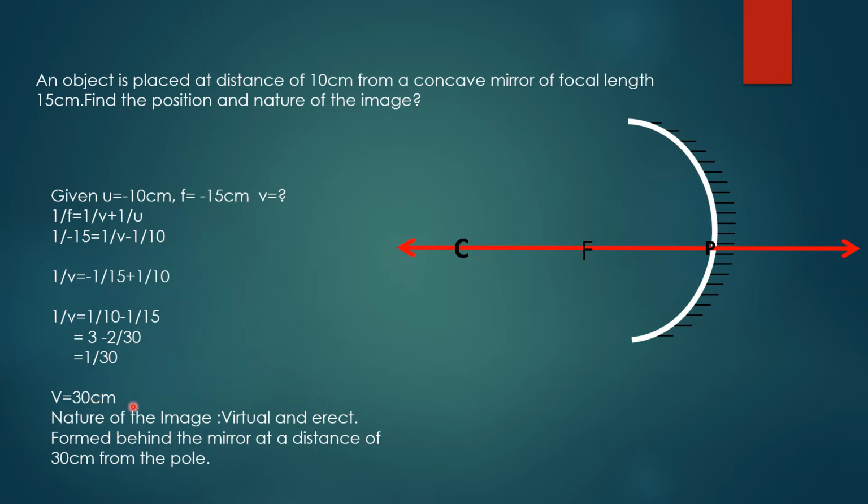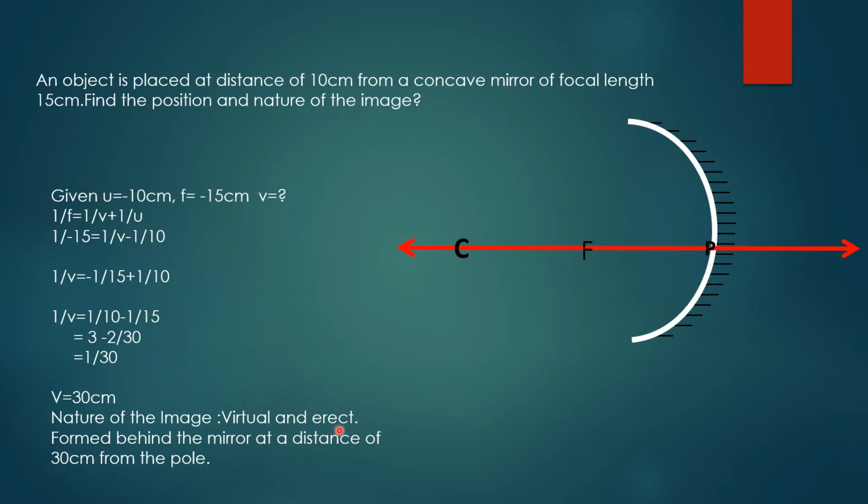30 centimeter. So, what is the image distance? The image is formed at a distance of 30 centimeters. Now, if you observe carefully, v is equal to plus 30 centimeters. So, what is the nature of the image? The nature of the image is virtual and erect.